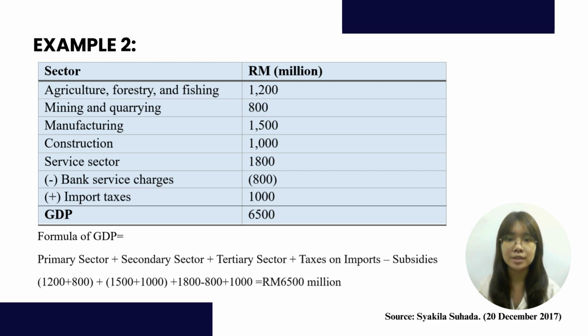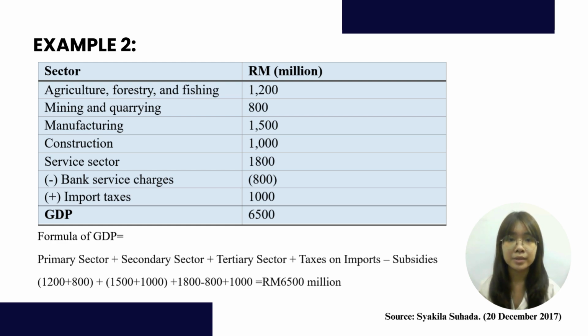The primary sector is agriculture, forestry and fishing, mining and quarrying. The secondary sector is the manufacturing and the construction sector. And the tertiary sector is the service sector. Then we minus the bank service charge and plus the import tax, which is equal to the GDP.